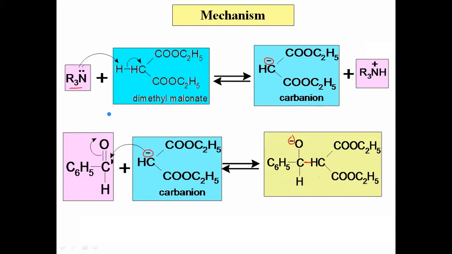This is second step. Okay, I will revise once again. What is the first step? In first step, tertiary amine base takes one hydrogen atom from the active methylene group. Then there is a formation of carbanion. We get the carbanion. In second step, that carbanion attacks on the benzaldehyde. It attacks on the carbonyl carbon and we get the alkoxide intermediate.